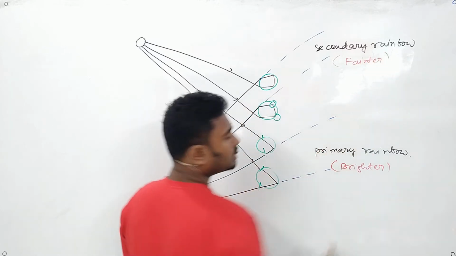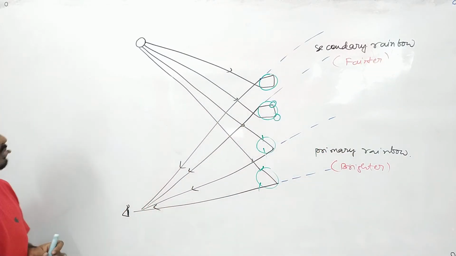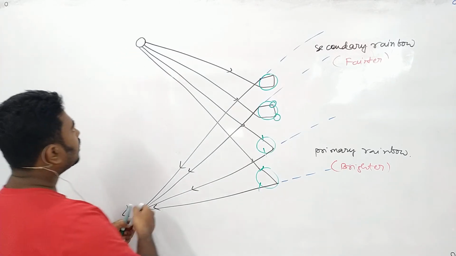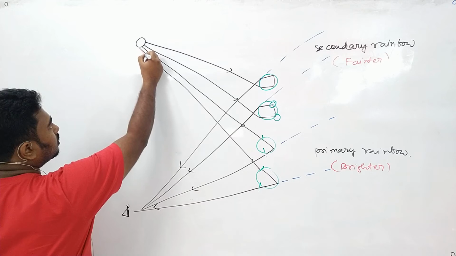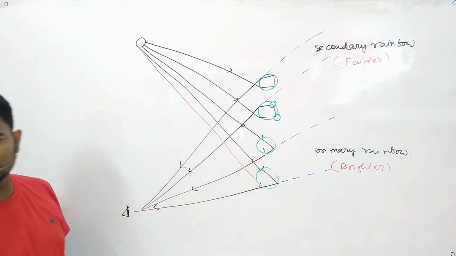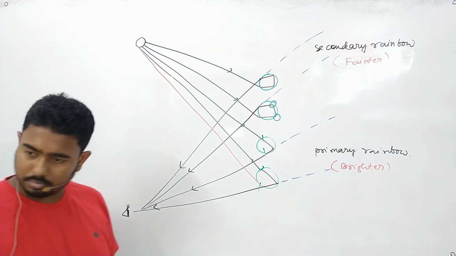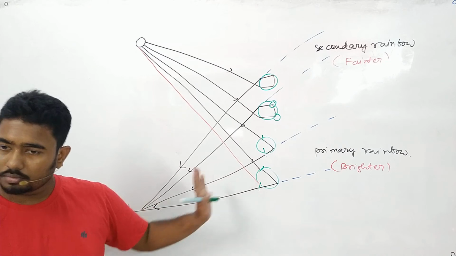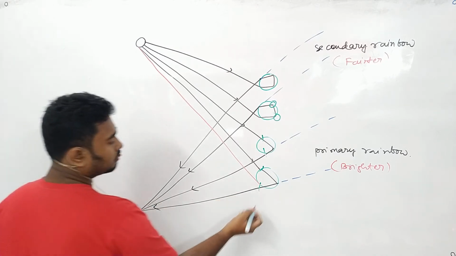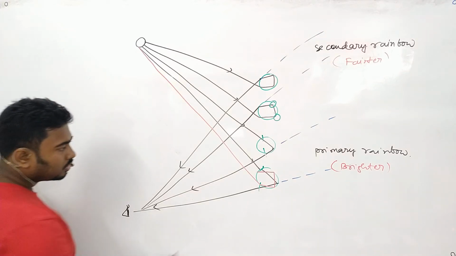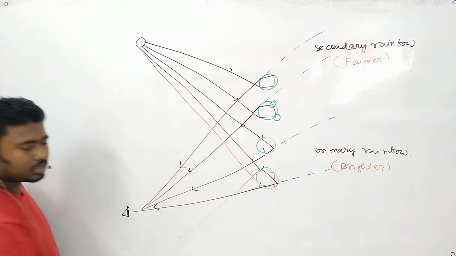One more thing to consider. Suppose a ray of light from here comes and falls at the bottom portion. It is possible, a ray of light can fall at any point. It can fall at the top, it can fall at the bottom. But if it falls at the bottom, then a refraction like this will take place. This ray will pass like this, right?